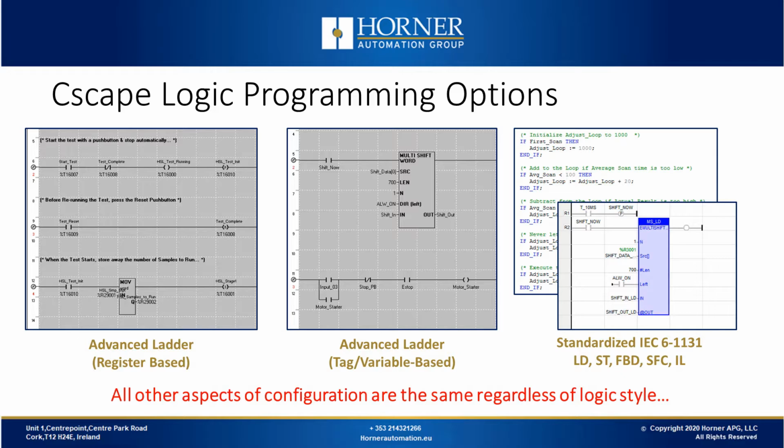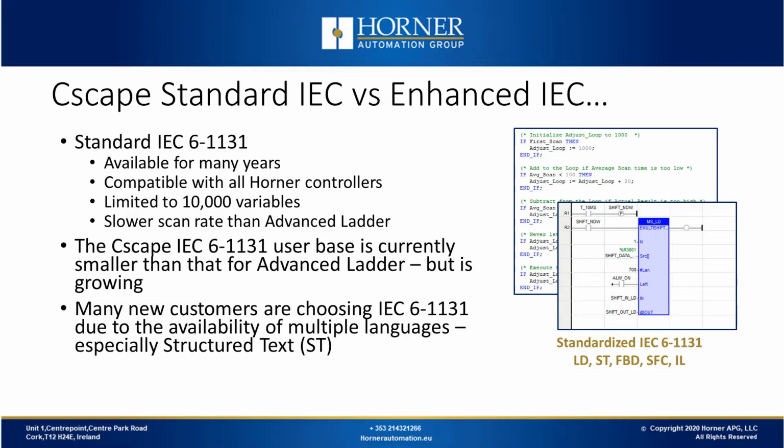IEC languages are the standardized set of 5 IEC languages, including ladder logic, structured text, function block diagram, sequential function chart, and instruction list. Although in 2017 the IEC declared instruction list as deprecated or discouraged from use. Standard IEC has been available for many years, and it's compatible with all Horner controllers. It's limited to 10,000 variables, and it's executed at a slower scan rate than advanced ladder with the standard IEC.